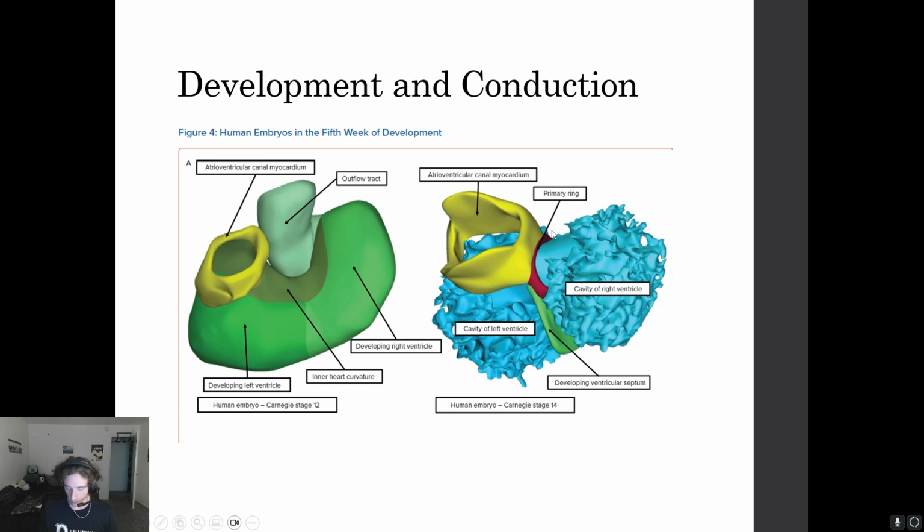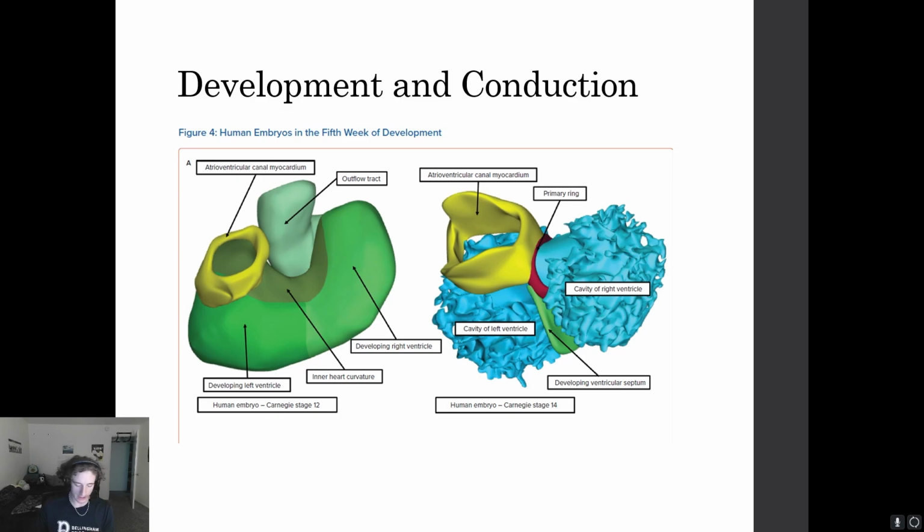So what is the primary ring? Well, the primary ring is essentially just specialized cardiomyocytes that will form the AV conduction axis. So we talked about that, right? What's the AV conduction axis? Well, it's just that joining of ventricle to atria. So it makes sense that it would be on this atrioventricular canal myocardium. So that is going to be the primary ring, just specialized cardiomyocytes that form the atrioventricular conduction axis. So that's going to be really important in a bit, but let's touch on these diagrams right now.